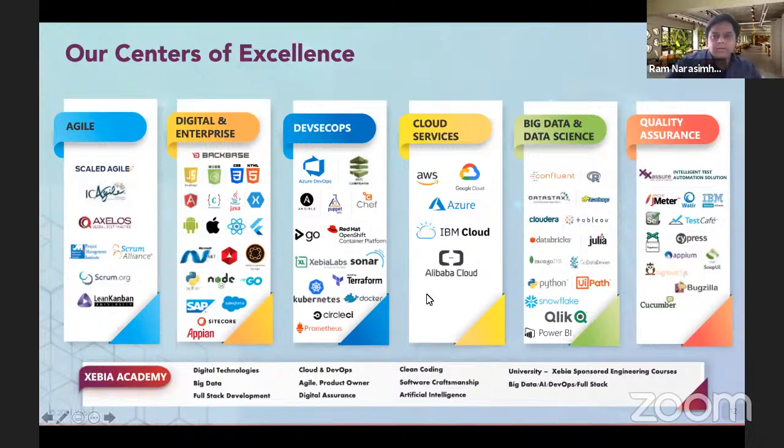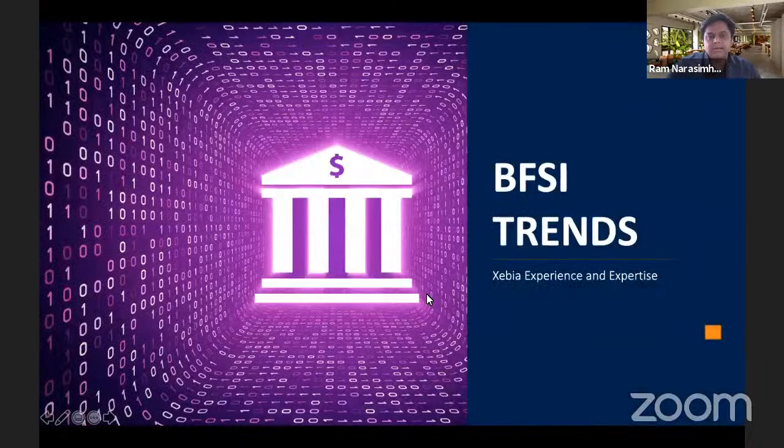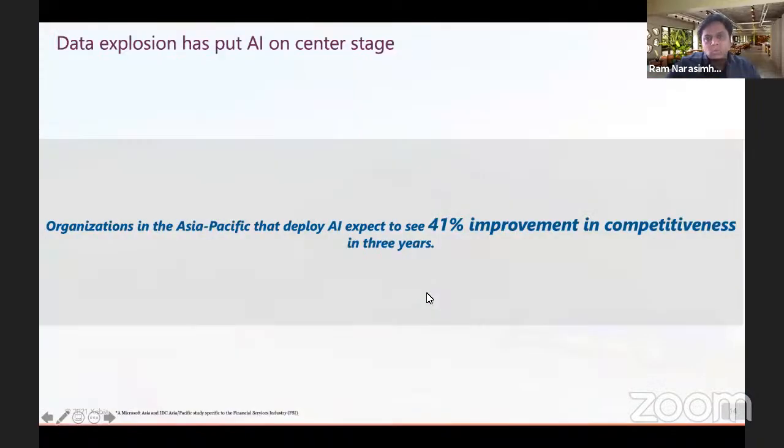Now we'll go on to the BFSI trends and what we see in the industry. One of the interesting trends right now is around how and why a bank, for example, wants to implement AI. Basically, what they've seen is that there is a marked improvement in competitiveness when they implement AI. And how do you think this is going to happen, right?